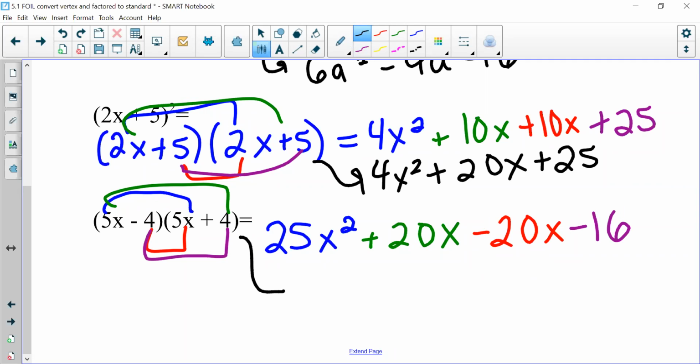What does this simplify to? Wow, 0. Yeah, the middle term is gone. So sometimes you will end up with a binomial, but how come that middle term canceled out this time? Why did this become 0? Subtract 20x, and that's 0. What about these brackets made that happen? Look at the 2 original brackets. What about them made that term cancel out?